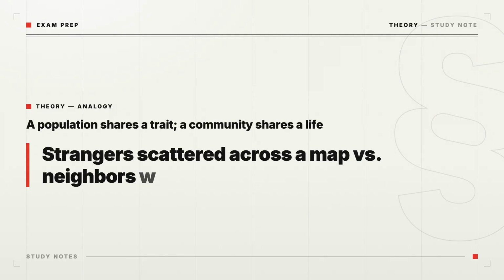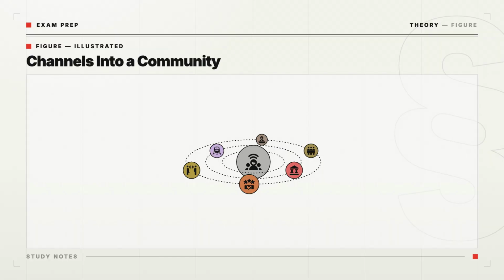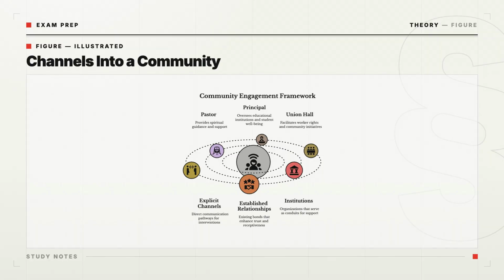A population only needs a shared characteristic. Its members can be total strangers scattered across a continent. A community requires relating to one another, which builds relationships, institutions, and shared expectations that an intervention can actually reach. That's a practical difference, not just a definitional one.